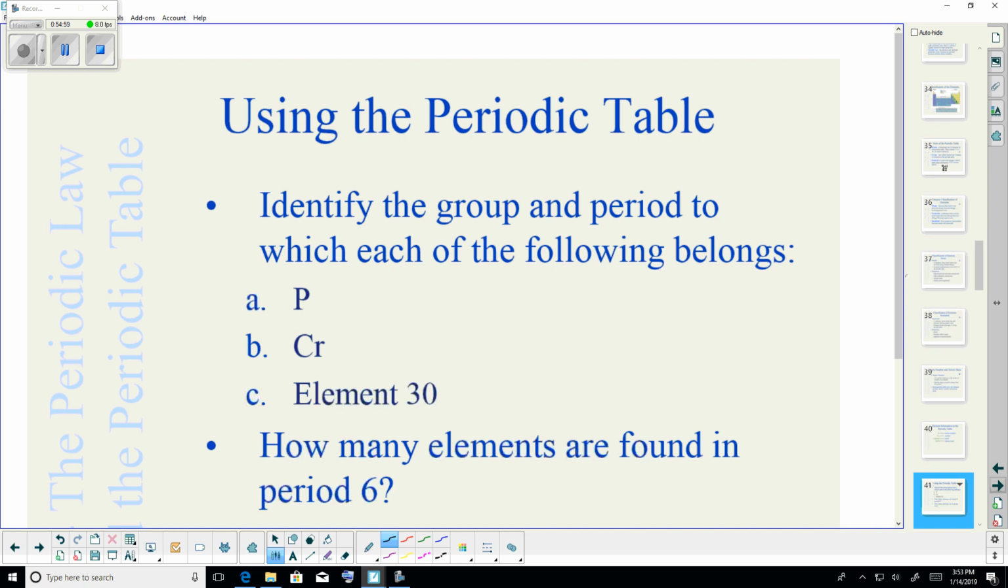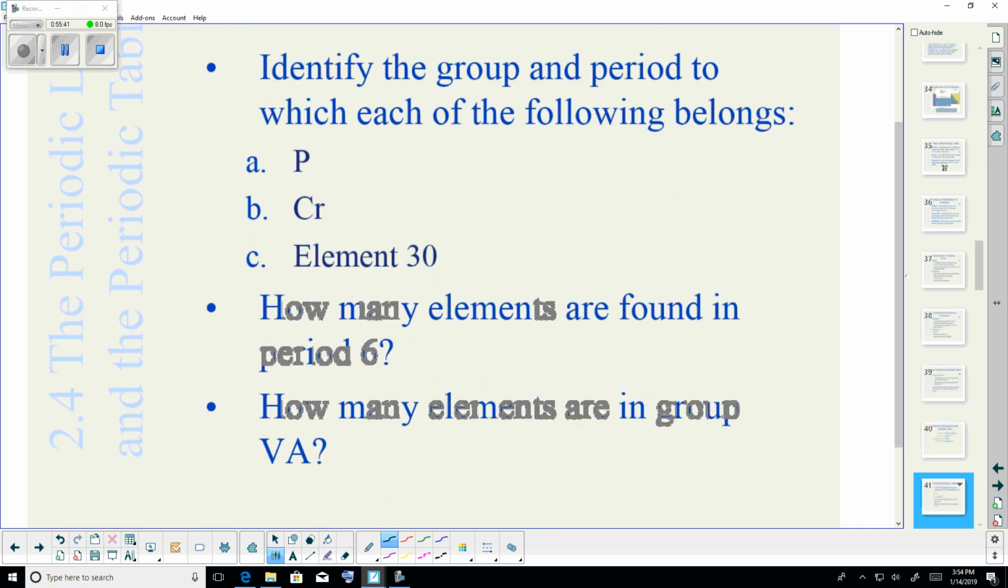How many elements are found in period 6? Well, you can't count. Don't look up here because you've got to take the purple ones out, the pink ones out. 6, 7, 8, 9, 10, 12, 13, 14, 15, 18. No, you don't count the ones at the bottom. So 18. How many elements are in group 5A? 5A, we got 1, 2, 3, 4, 5, 6.